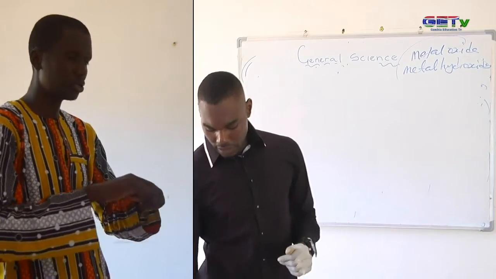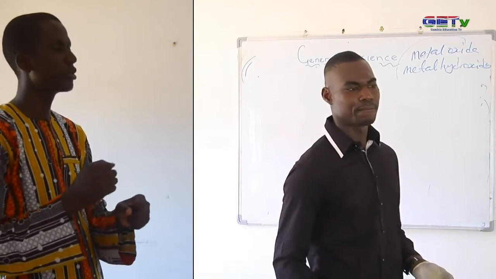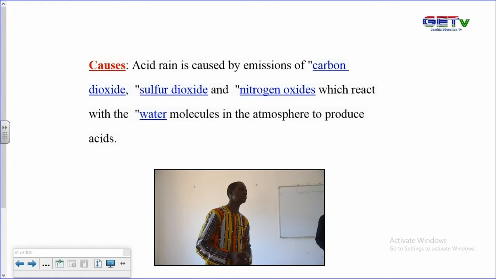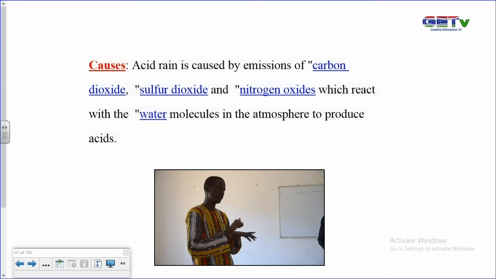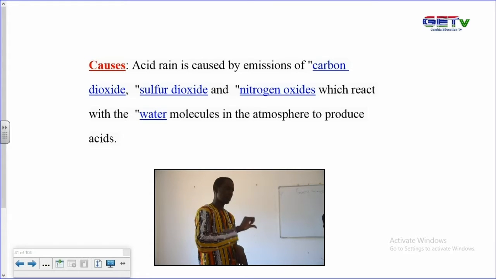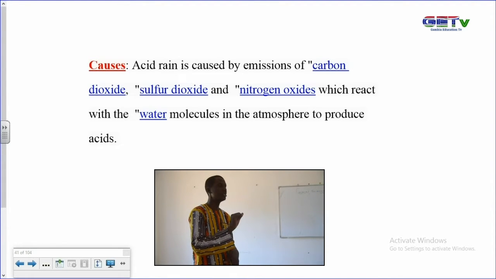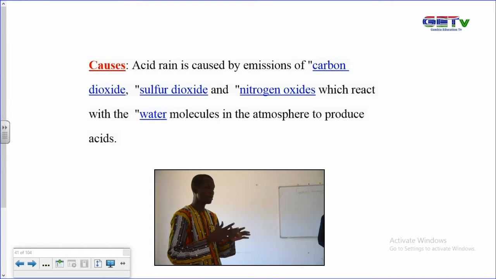Good. So let's move. The causes of acid rain. What actually causes acid rain? We said acid rain is caused by emissions of carbon dioxide, sulfur dioxide, and nitrogen oxides. These are very bad gases, simply for the fact that they cause environmental or air pollution. And they are actually also the cause of what? Acid rain. And not only acid rain, most often they are also the cause of all these problems we encounter today that is called global warming.